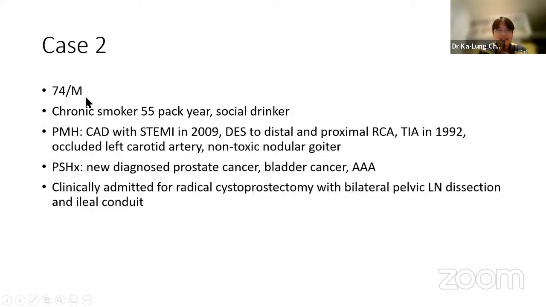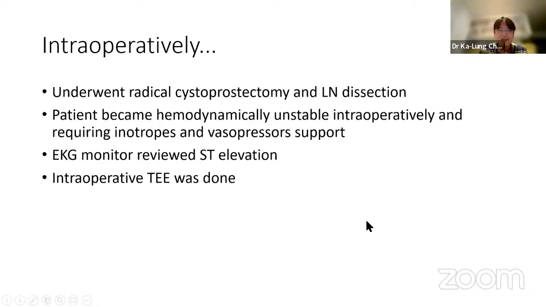So the second case is a STEMI patient during an operation. This is a chronic smoker with a history of STEMI in 2009 with DES to the RCA, then TIA, and an occluded left carotid artery. He has newly diagnosed prostate and bladder cancer and was admitted for cystoprostatectomy and ileal conduit. But during the procedure, this patient has ST elevation.